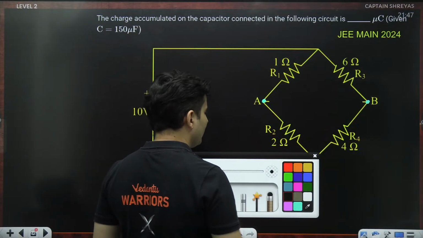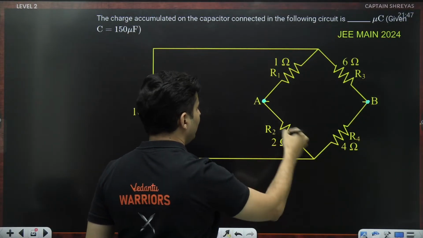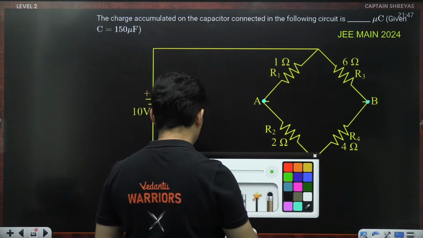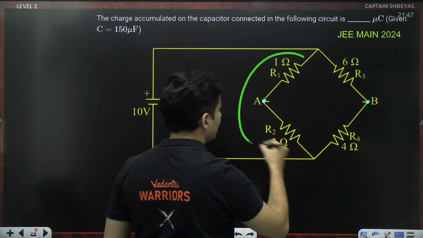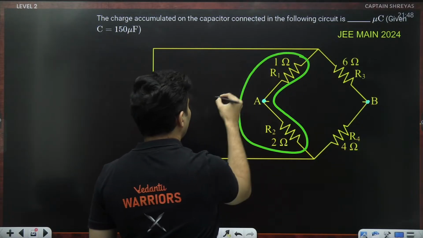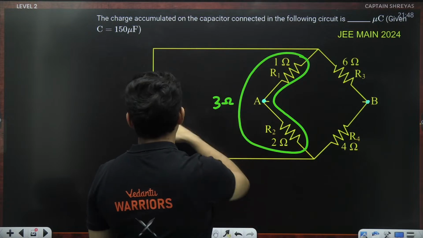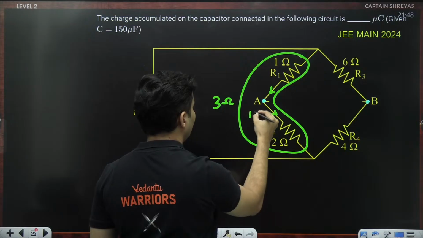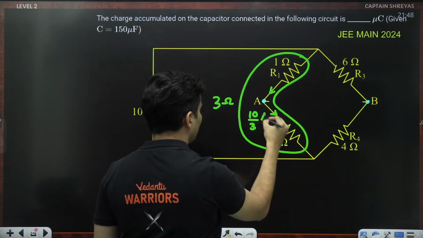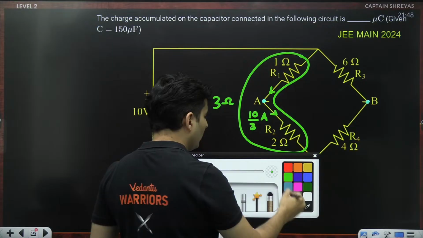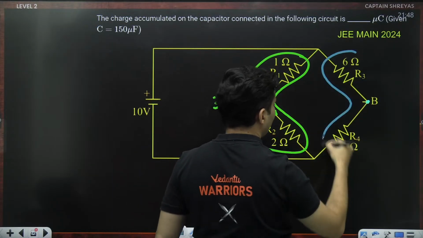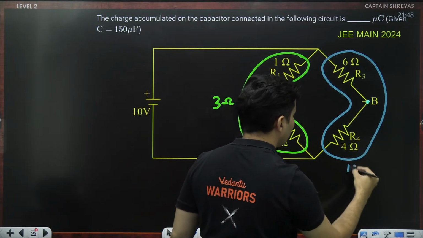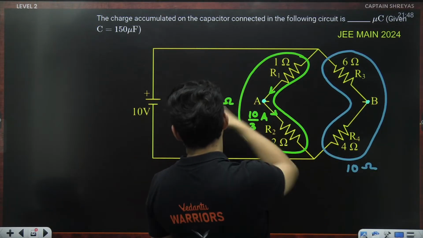And what I can see initially is this 1 and 2 ohms together is in series. So it is basically 3 ohms, and 3 ohms has 10 volts. So the current which will flow in this particular part of the circuit is voltage by resistance, so 10 by 3 amperes. If you look at this particular branch of the circuit, that is also in series, 6 and 4. So that is 10 ohms. 10 ohms across 10 volts.